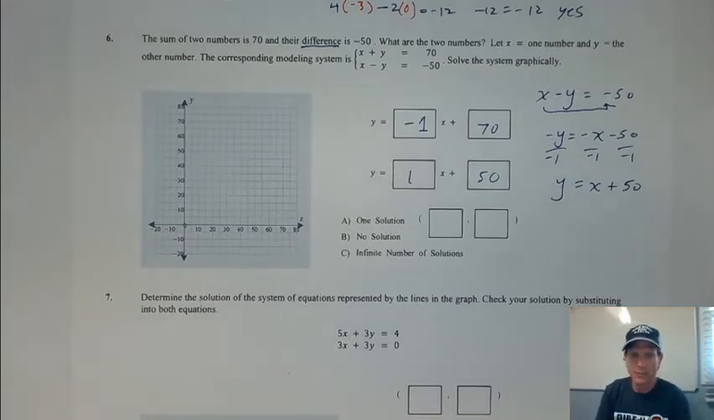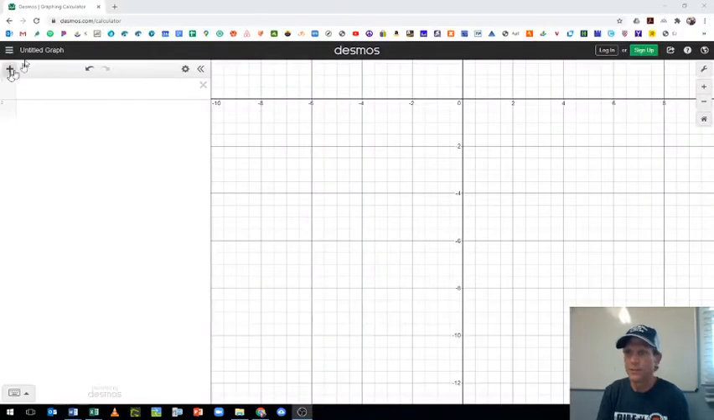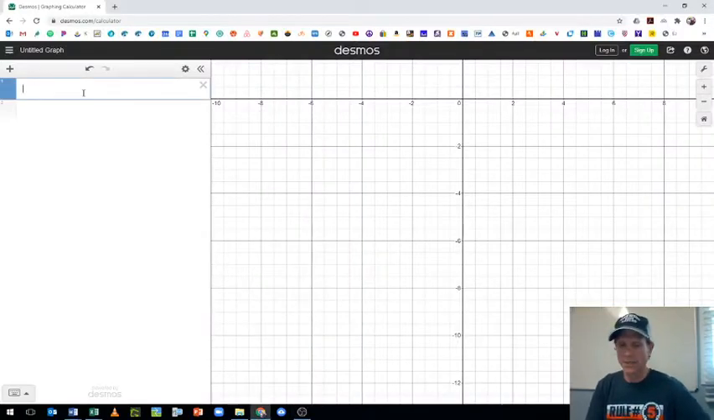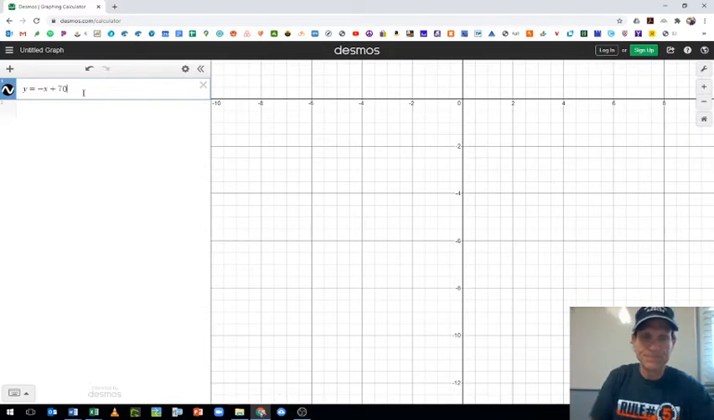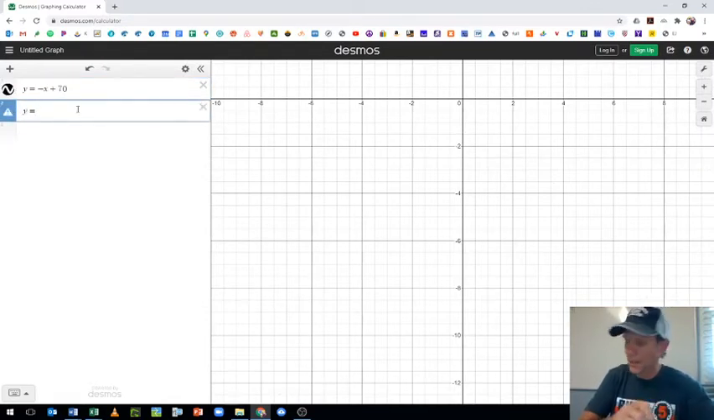So as a quick little review of how to use Desmos here, I think it's a great tool, and just to check your answers and to see the visualization of this. I'm going to enter in the first equation, y equals -x plus 70. And then the second one is y equals x plus 50.